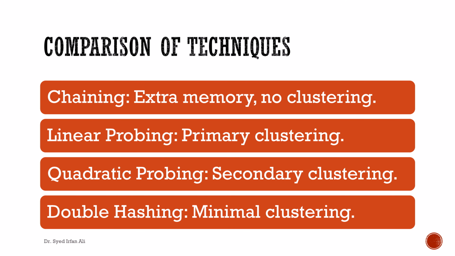Let us compare all techniques. Chaining requires extra memory but has no clustering. Linear probing causes primary clustering. Quadratic probing reduces primary clustering but has secondary clustering. Double hashing gives the best performance with minimal clustering. So among open addressing methods, double hashing is the best.